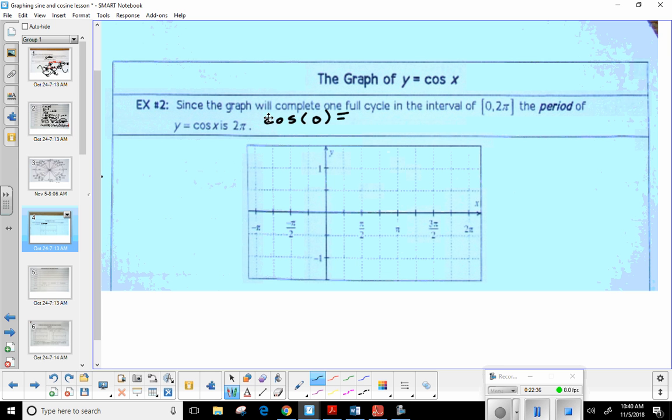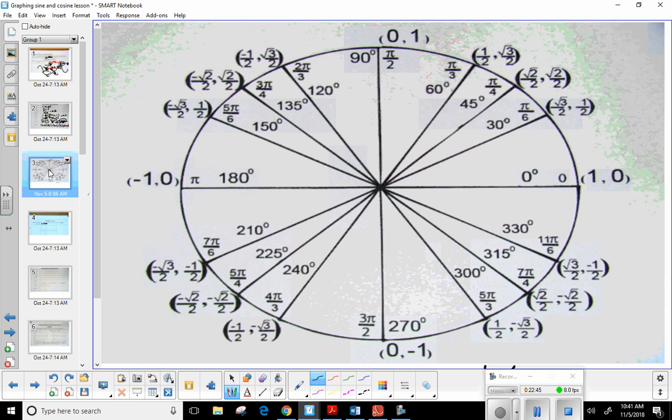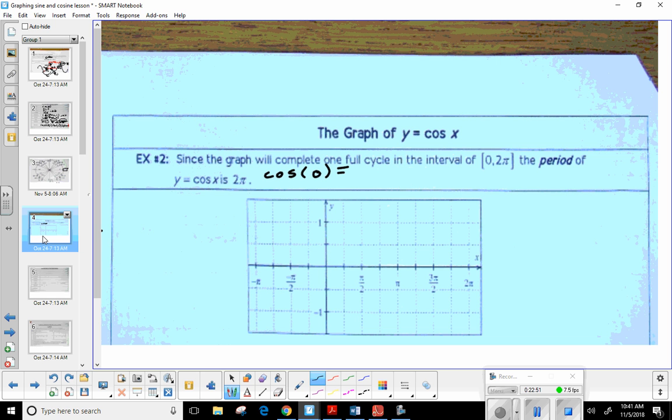Now remember, for sine, you wanted what? You wanted the y value. But for cosine, you want the x value. So at 0 radians, the x value is 1. We're just going to work our way around the unit circle. So cosine of 0 is 1.